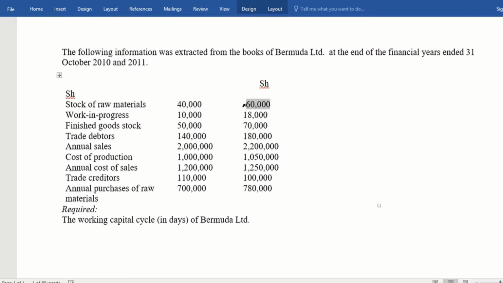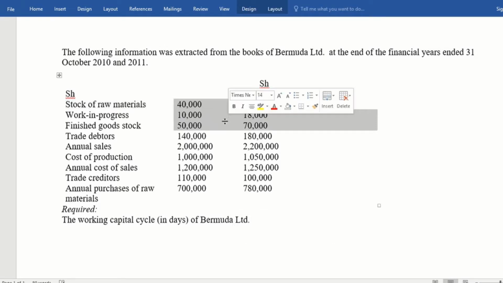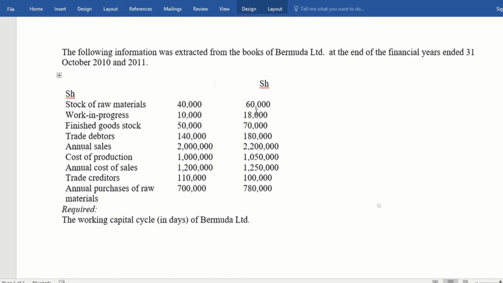Before we go to the solution, you need to bear in mind that you are required to compute the working capital cycle of this organization. The details that we have for 2010 will only help us get averages. Except where we need averages, we'll only use the values available for 2011, because we are doing the working capital cycle for 2011. So using this illustration, we need to compute. You first need to remember the formulas that I've given in the PowerPoint presentation.